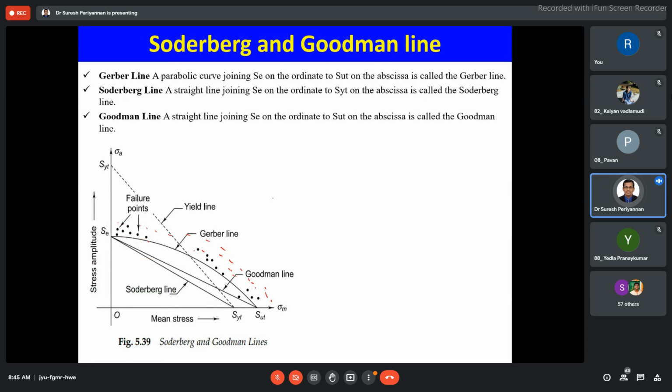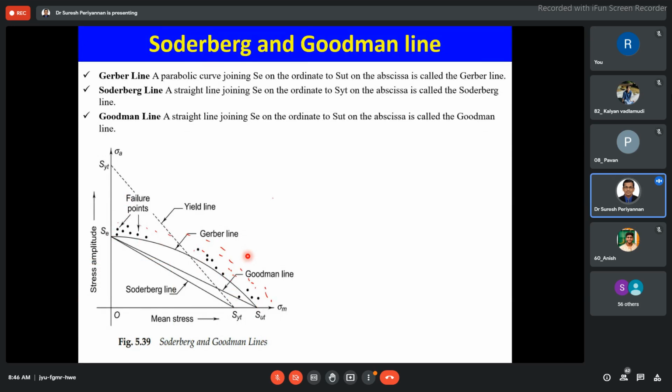Hence, they went through research and probably some experimental studies, and came to this. This is the behavior of the component, either non-linear or linear. The lines found by Goodman and Soderberg show linear behavior, which is called linear theory. But the Gerber concept is non-linear behavior, a non-linear theory, a parabolic curve.